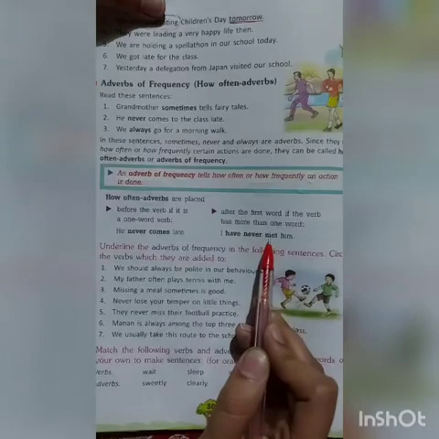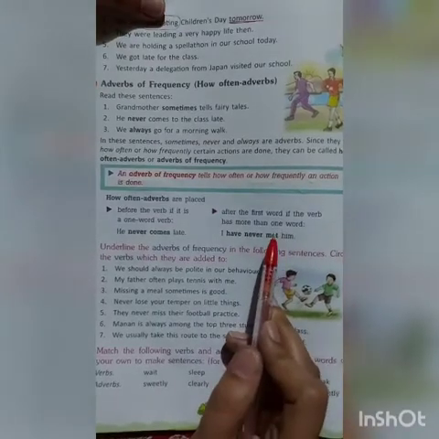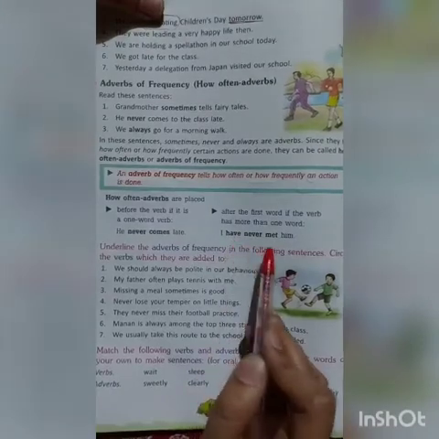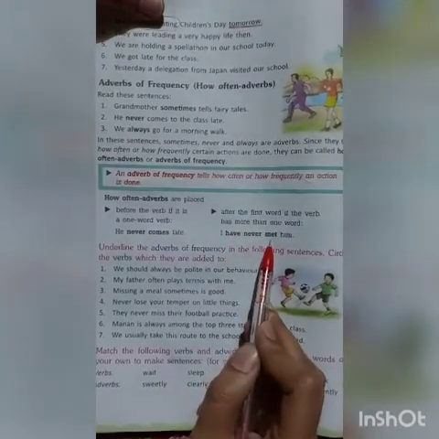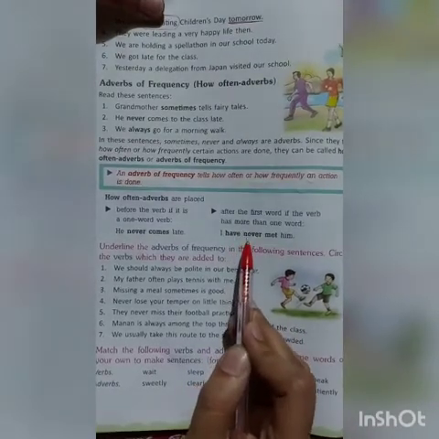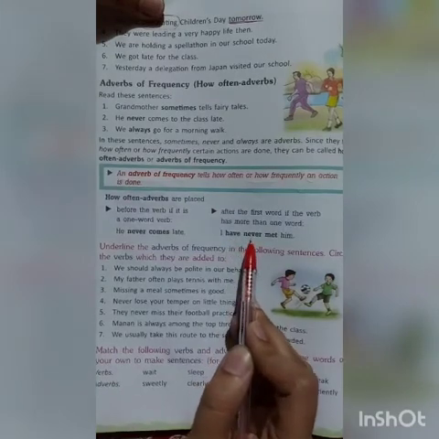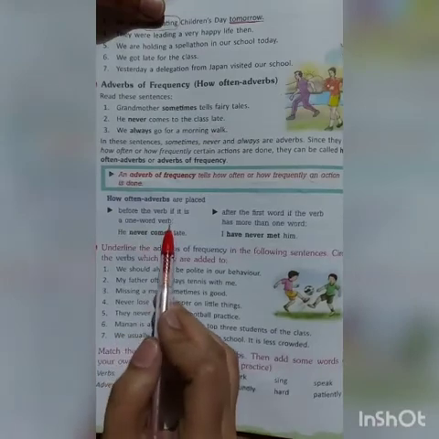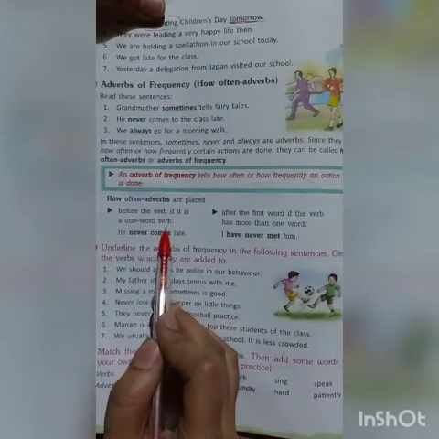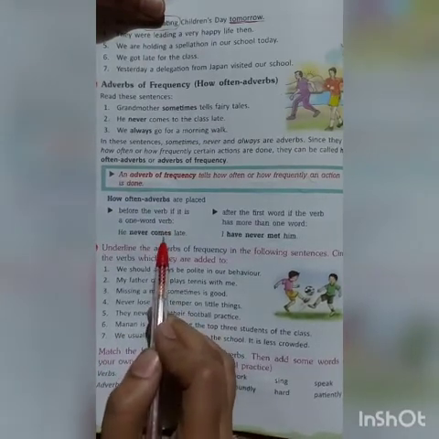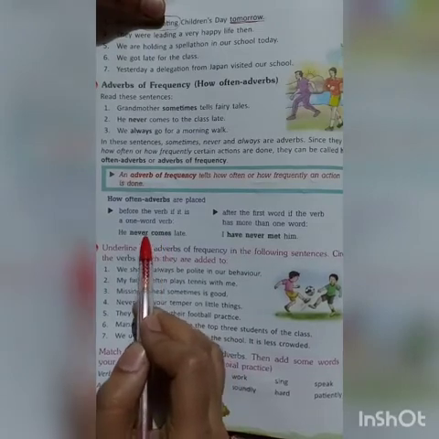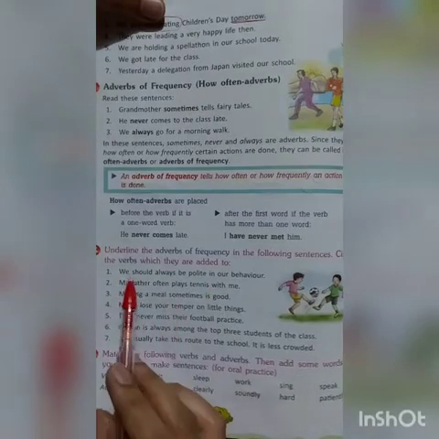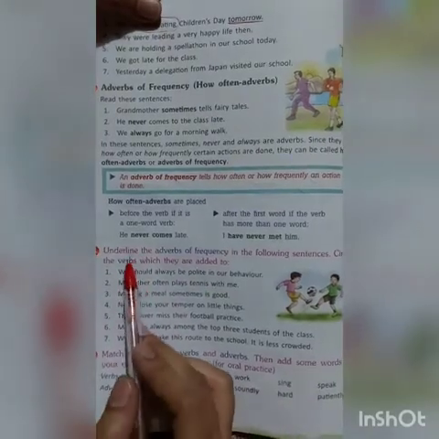And what is the condition? If the verb has more than one word, like here the verb has two words, have and met. तो आपने देखा कि एडवर्ब ऑफ फ्रीक्वेंसी यहाँ फर्स्ट वर्ड के बाद आया है. ओके, और अगर वर्ब वन वर्ड है तब एडवर्ब ऑफ फ्रीक्वेंसी वर्ब से पहले आएगा. ठीक है. Now let's look at the exercise.